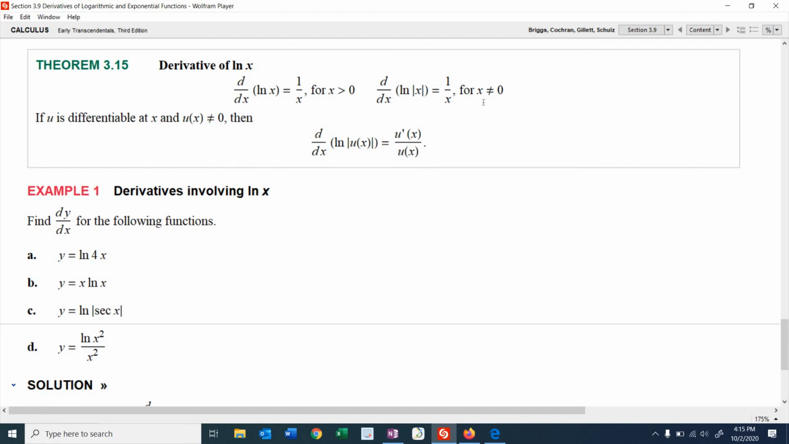Okay, so in the case where this is simply natural log of the absolute value of x, the derivative would be 1 over x. But if this function in here happens to be a function of x, right, which we'll call u, then the derivative of the natural log of the absolute value of u of x is actually u prime of x divided by u of x. And that, again, is just coming from the chain rule. Okay, so in the next video, we'll do some examples where we use this theorem. But in this video, I just wanted to show you where these derivatives came from.